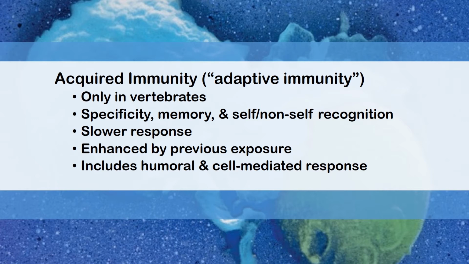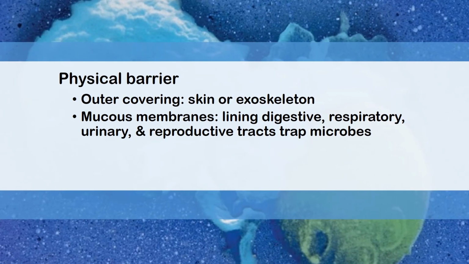This includes two main frames of the acquired immunity, including the humoral defenses, which involve antibodies which are produced and sent out into the blood, and also cell-mediated responses, in which specialized cells go through and target the pathogens where they may be hiding. For today, we're going to focus on the innate immunity, and we'll save the acquired immunity for the next video.